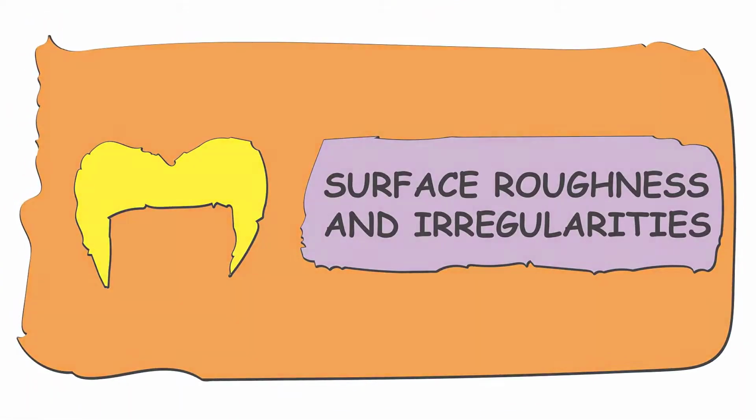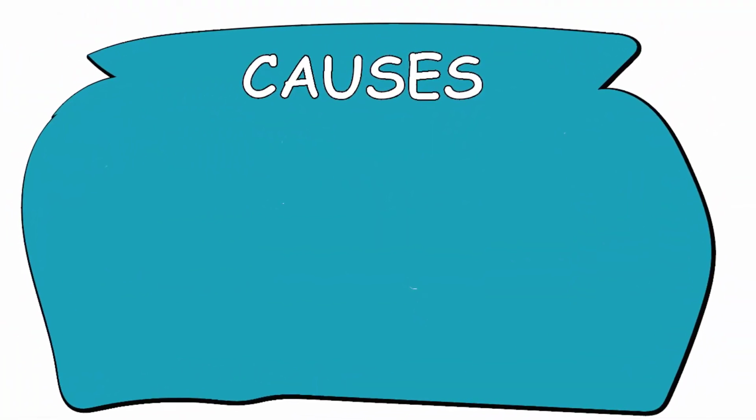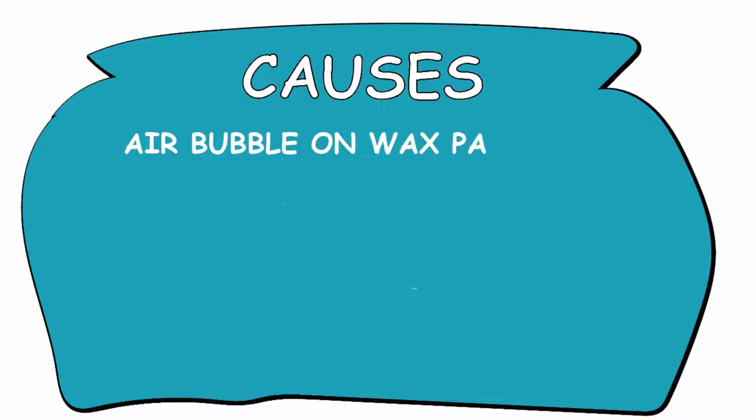The next casting defect includes surface roughness and irregularities. The causes for surface roughness and irregularities include air bubble on the wax pattern. Air bubbles on the wax pattern are caused due to hydrophobic nature of the wax, which can be treated by coating the wax pattern with a detergent or a surfactant solution.